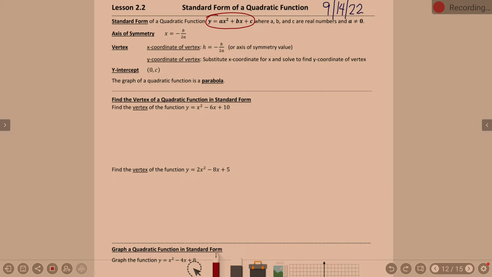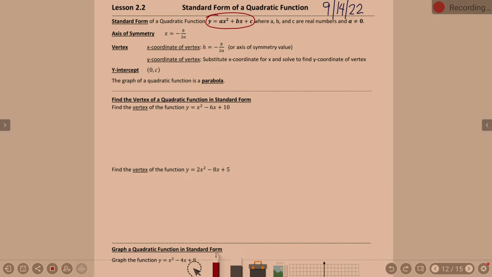Okay, now, the nice part about vertex form was that the vertex was staring at us. It was there, we just had to pull it out of the equation. Standard form, we have to do a little bit more work to get our vertex. And unfortunately, standard form is the one you're more likely to receive on a problem.